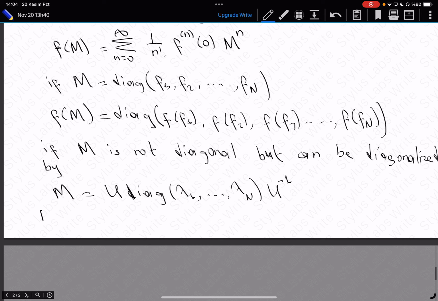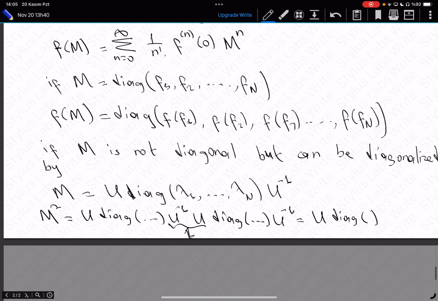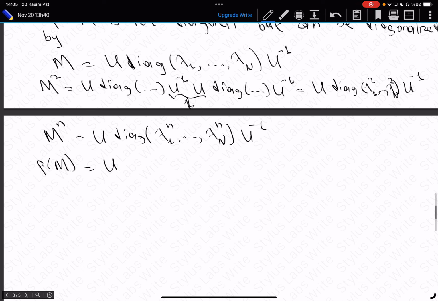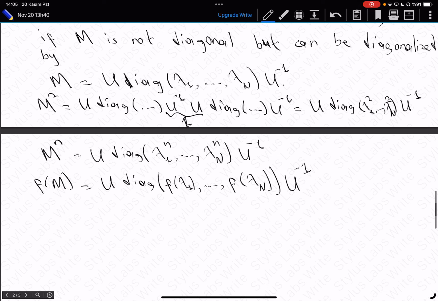Otherwise, it doesn't work. Well, in that case, for example, M squared becomes U, the diagonal matrix, U inverse U, diagonal matrix, U inverse, which is U, this is just one, diagonal matrix squared, a diagonal matrix of lambda 1 squared to lambda n squared, times U inverse. Well, you can in fact generalize it. M to the n will be U, diagonal matrix lambda 1 to the n through lambda N to the n, U inverse. So f of M will be U, diagonal matrix f of lambda 1 to f of lambda n, times U inverse. So it's crucial that these two matrices, when multiplied, give the identity matrix.